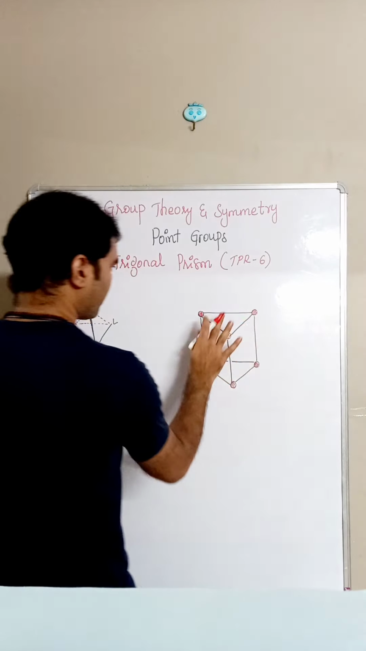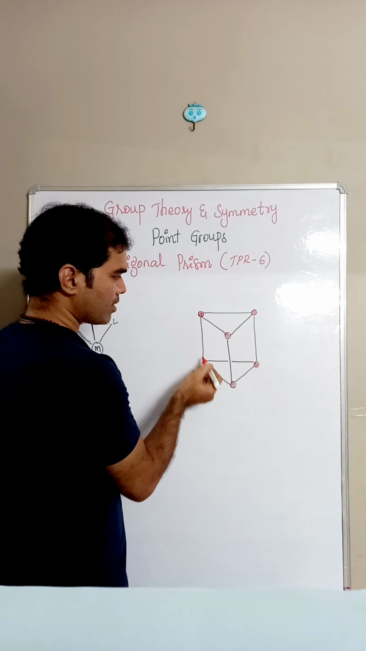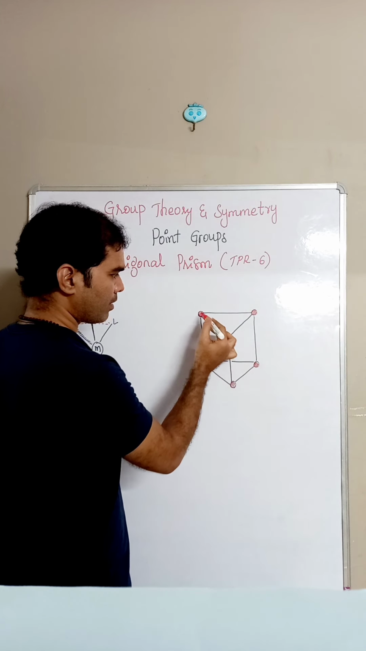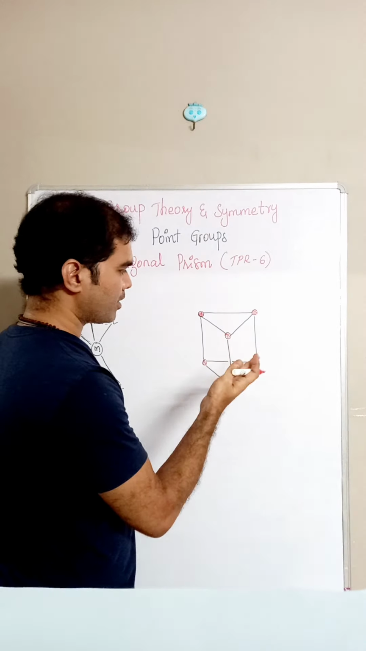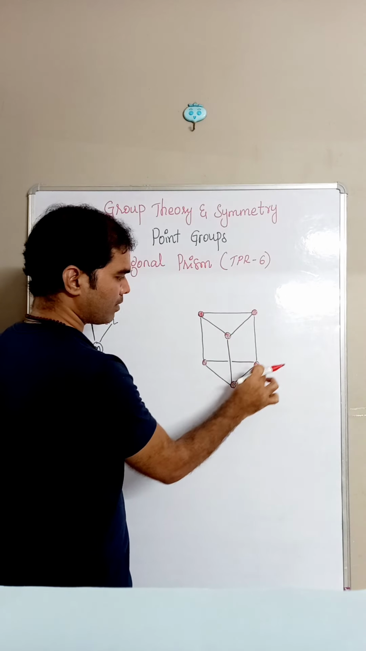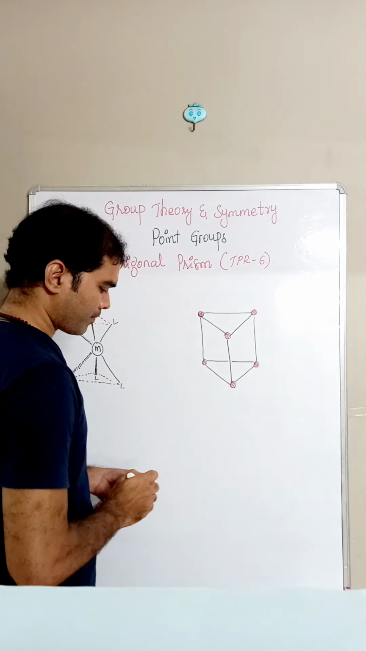For a trigonal prism, there is one square face towards your left hand side, one square face towards your right hand side, one square face which is away from you. There are 3 square faces along with one triangular face above and another triangular face below. This is a trigonal prism geometry.